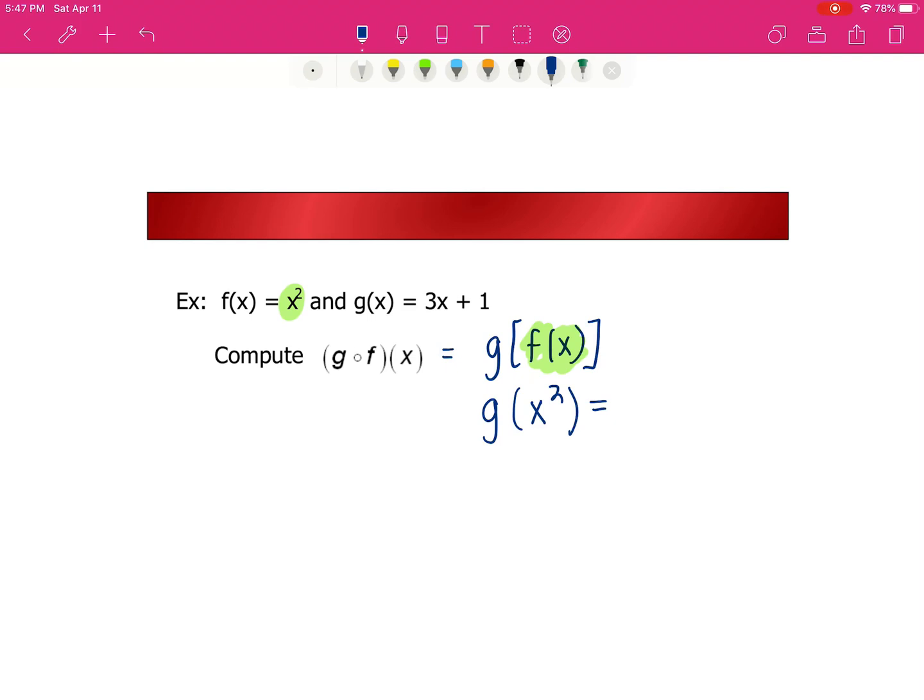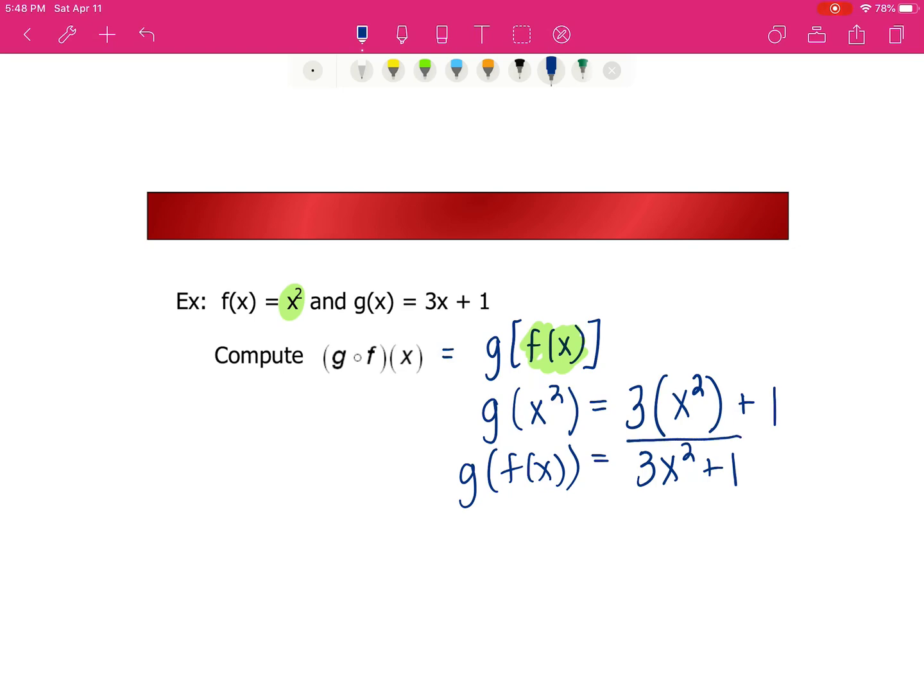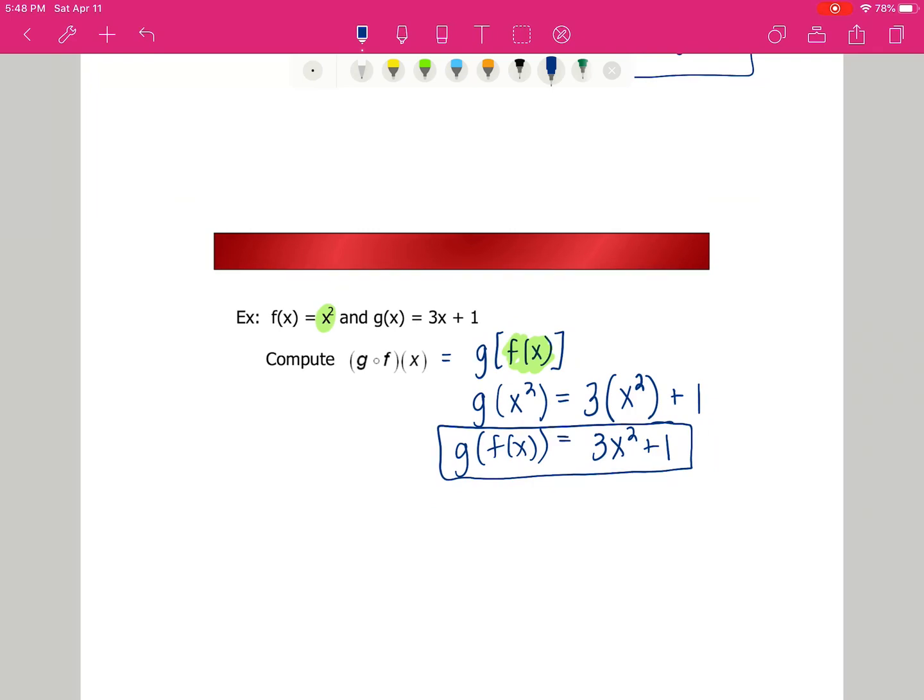So I'm going to go to the g function, and everywhere I see an x, I'm going to put x squared in its place. So instead of 3x plus 1, I have 3 times x squared plus 1. And 3 times x squared is 3x squared. And then I add 1, and that is what g of f of x is equal to. And those are examples of composite functions. So that's putting a function into another function.